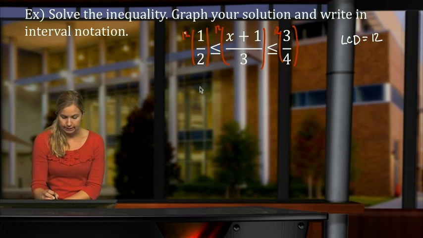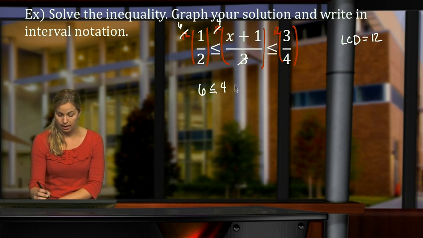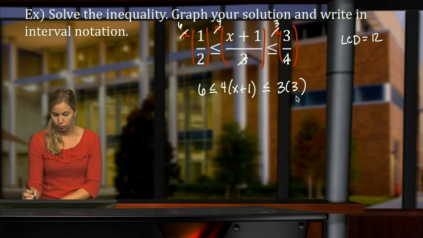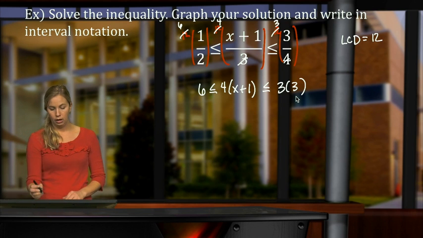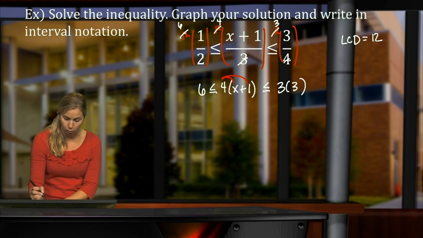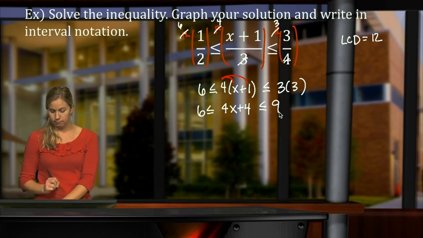12 divided by 2 is 6, is less than or equal to, we can show that here, 12 divided by 3 is 4. Now we still have parentheses around that, so we have 4 times x plus 1. 12 divided by 4 is 3, times 3. Now to clear my parentheses in the middle, we're going to distribute that 4. So we have 6 is less than or equal to 4x plus 4 is less than or equal to 9.